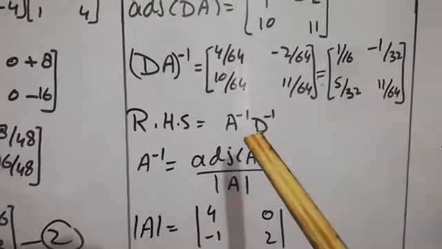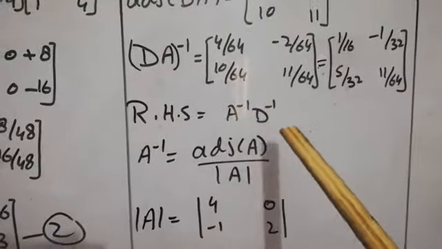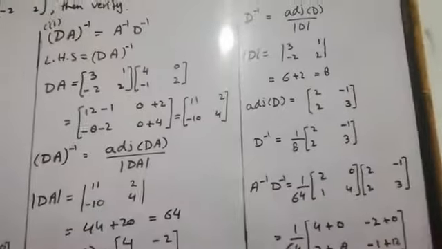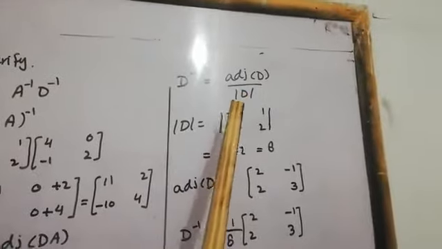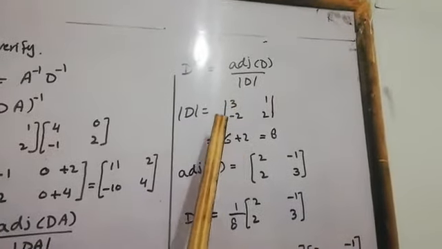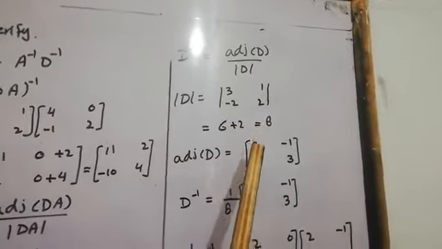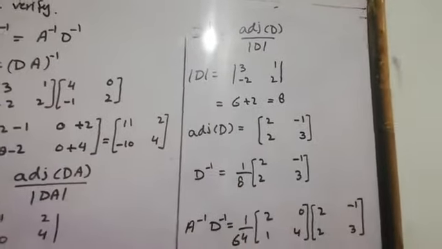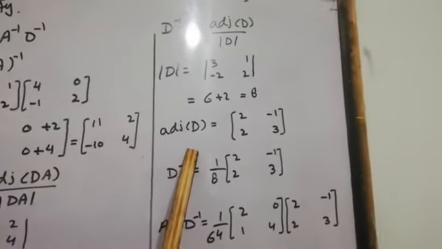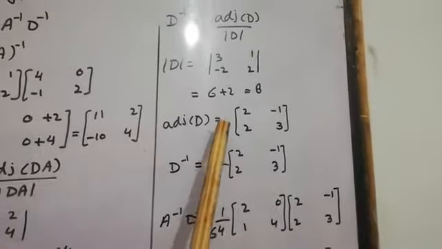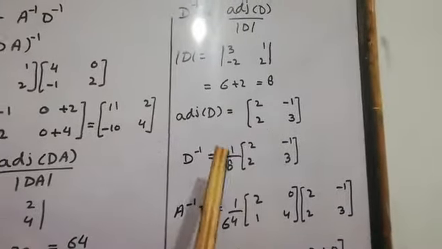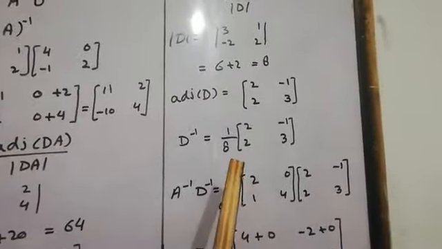And now move to the right hand side, A inverse into D inverse. First of all, we will find the A inverse just like the previous question, as we have done in this question. And now we will find D inverse. D inverse is equal to the adjoint of D by the determinant of D. So take the determinant first, which is equal to 8, not equal to 0, so the solution is possible. Now we will find the adjoint of D. Adjoint of D is 2, 3, minus 1, 2, and we will divide all the entries by 8.